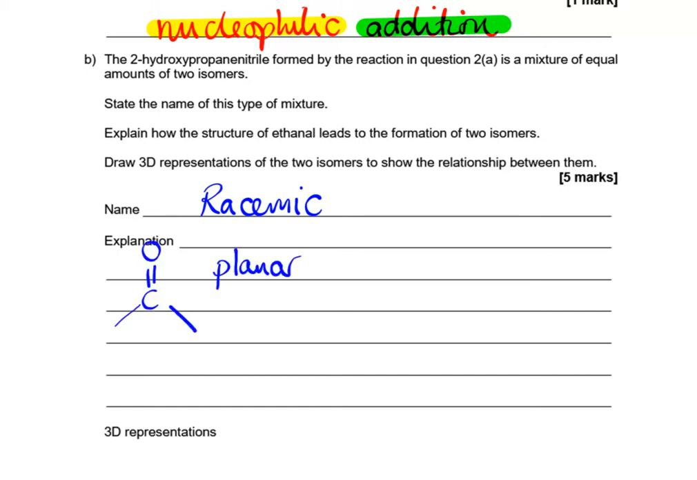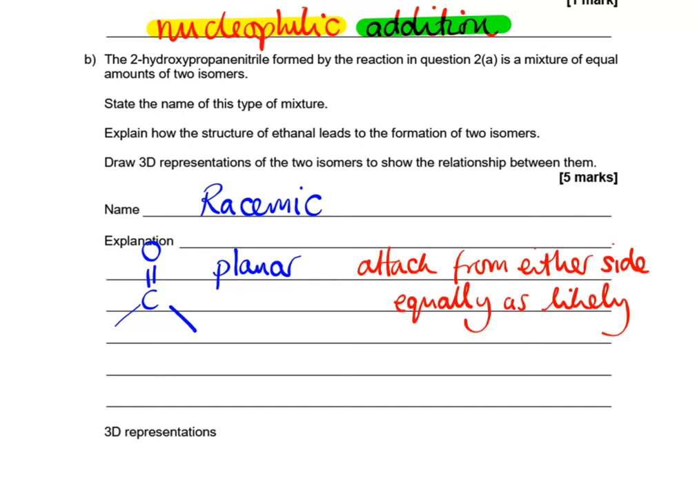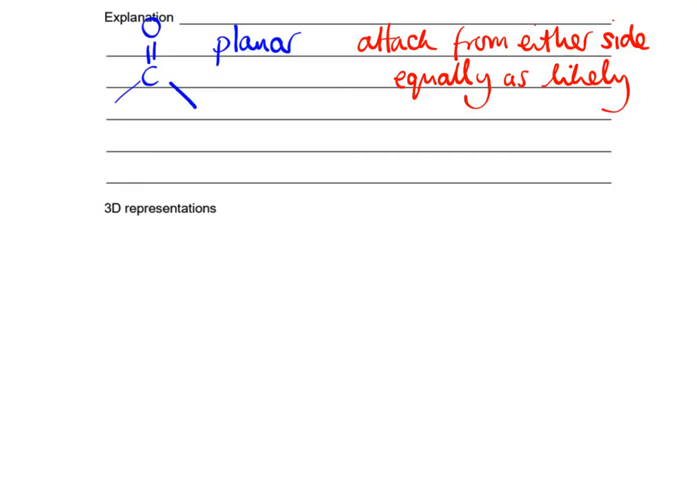We then want to do the 3D representations of our molecule. So we've got 2-hydroxypropane nitrile. So there's propane nitrile, and so 2-hydroxy will be like that. So it's important that we get the right molecule to start with. So we can see that our chiral carbon is there.